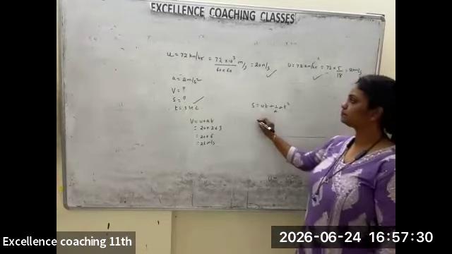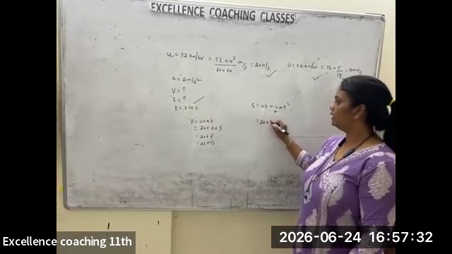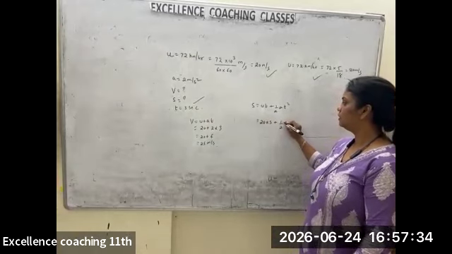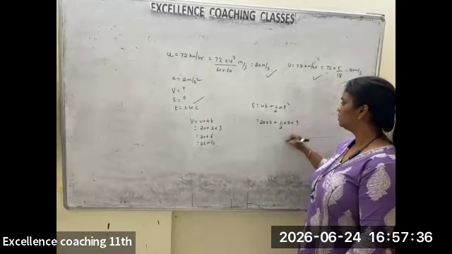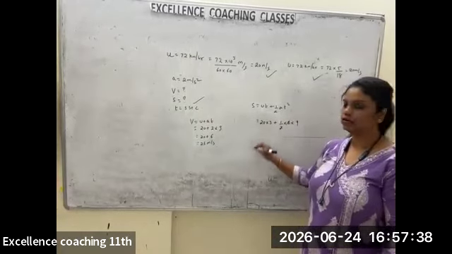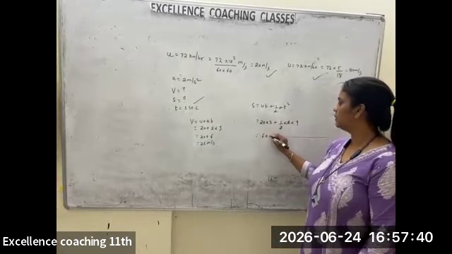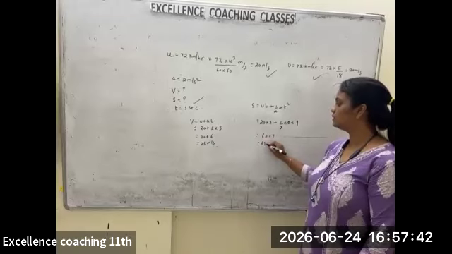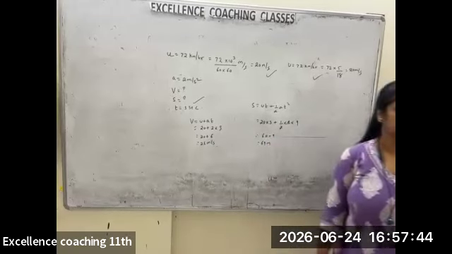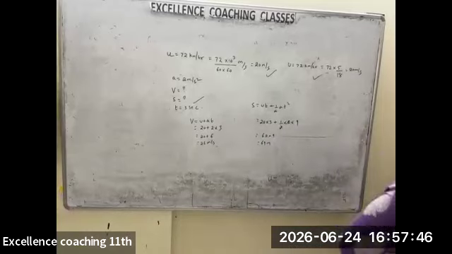What will be the answer? 20 into 3 plus half into 2 into 9. So 2 got cancelled out. 60 plus 9, so that will be 69 meters. Can you try the next one?